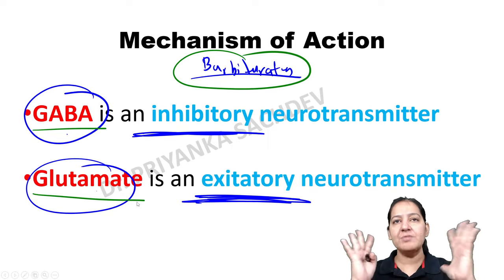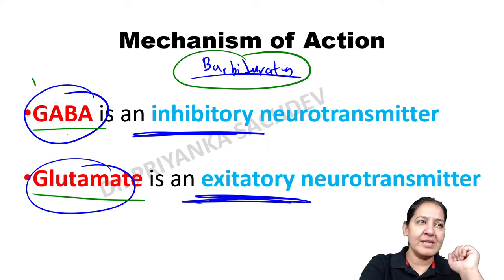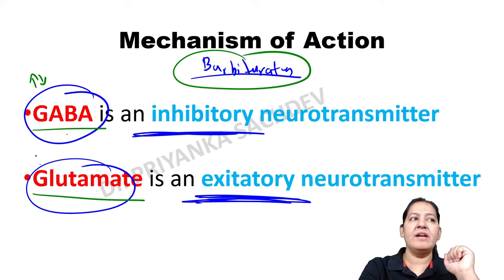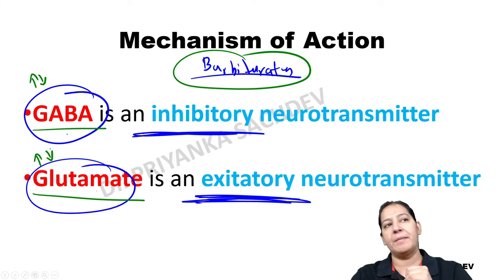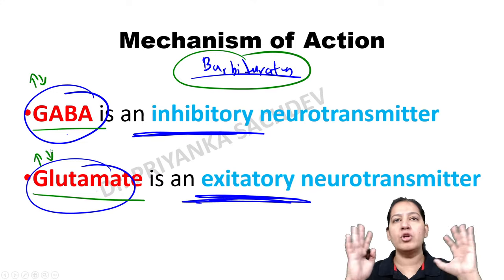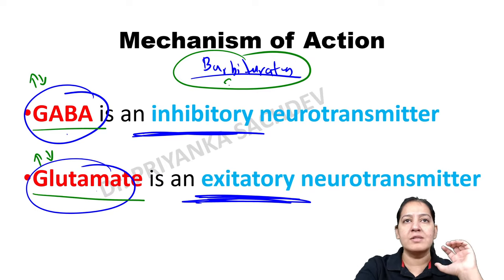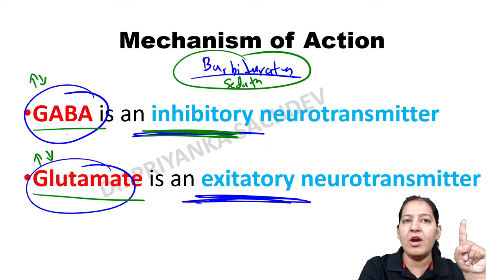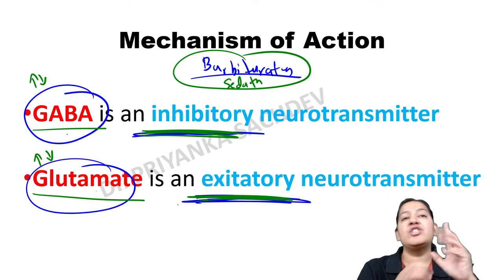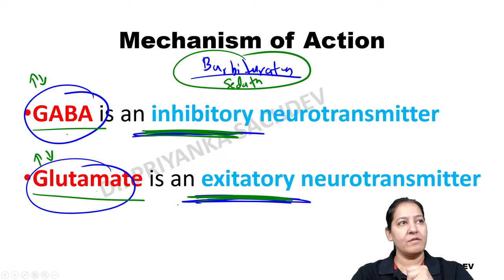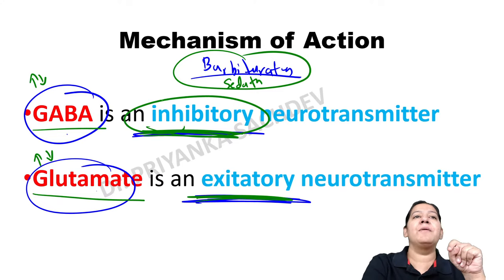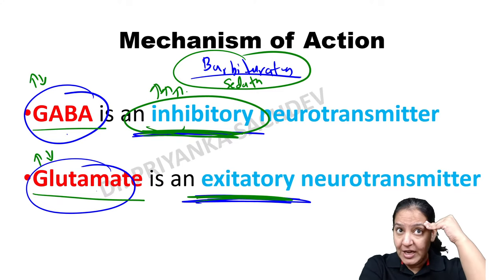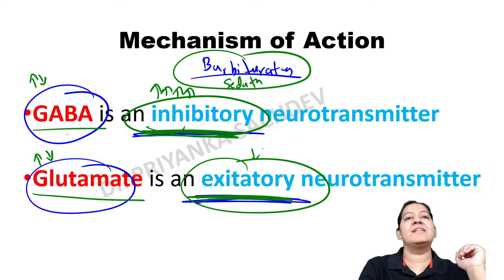What will barbiturate do? Will it increase GABA or decrease GABA? Will it increase glutamate or decrease glutamate? Barbiturates want to cause sedation in the brain. To cause sedation, do you want to increase inhibitory or excitatory? Most of the persons have answered, and you are all right. You want to increase the inhibitory neurotransmitter, and you want to decrease the excitatory.